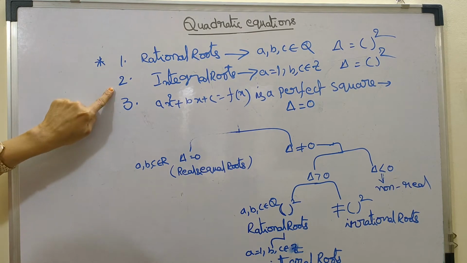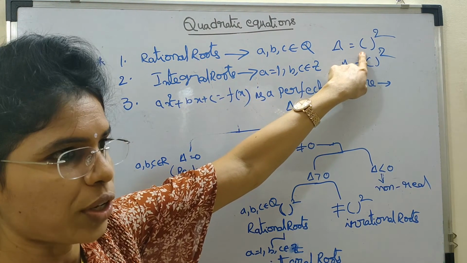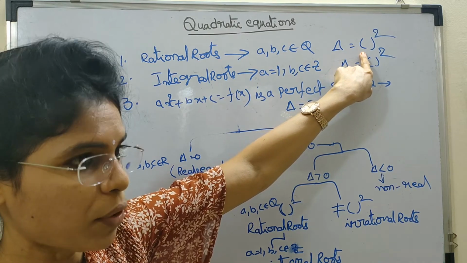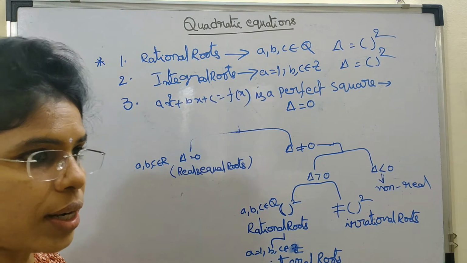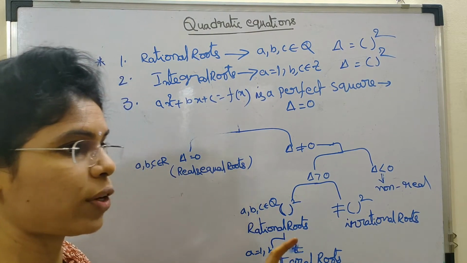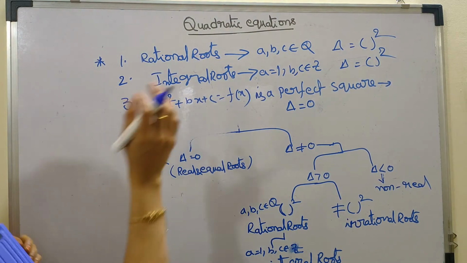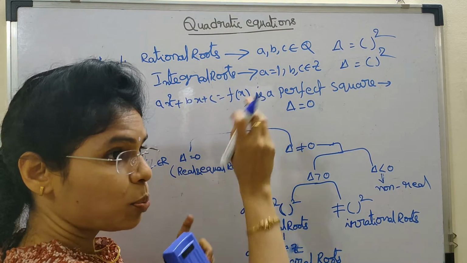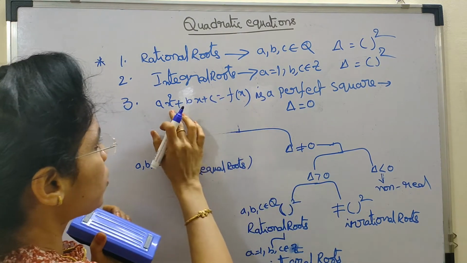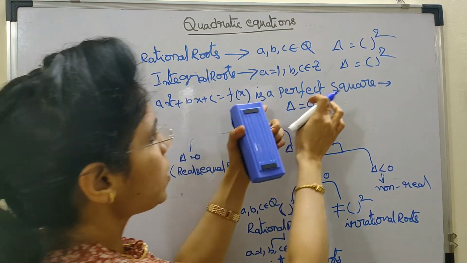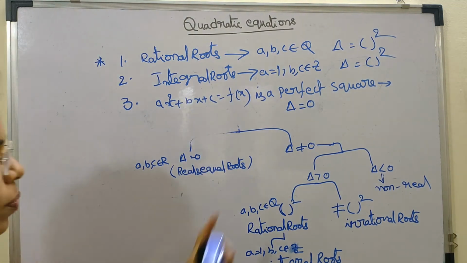Remember these 3 points. If the discriminant is a perfect square, then the quadratic equation has rational roots. If the expression is a perfect square, don't get confused with the discriminant. Here I am talking about the expression. The expression is a perfect square if the discriminant is equal to 0.